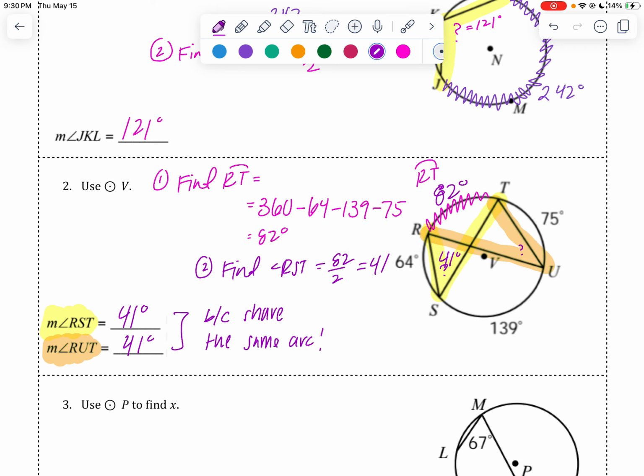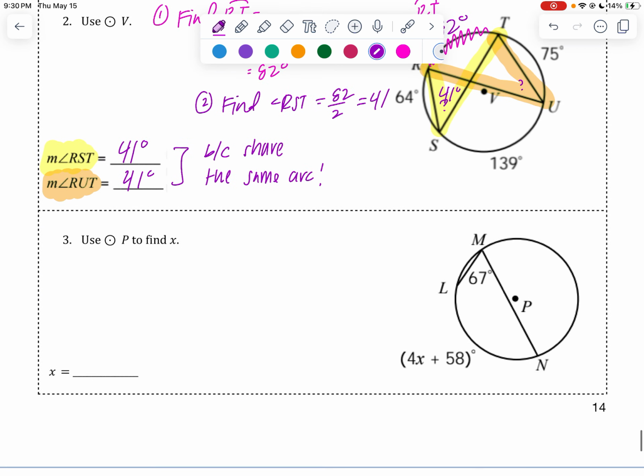All right, number 3 is when we're actually going to start the algebra part. So it says use circle P to find x. First I'm going to highlight my angle. So there's my angle. I know that angle LMN is equal to 67 degrees, right? I have to find the related arc LN. So my first job is to find arc LN.